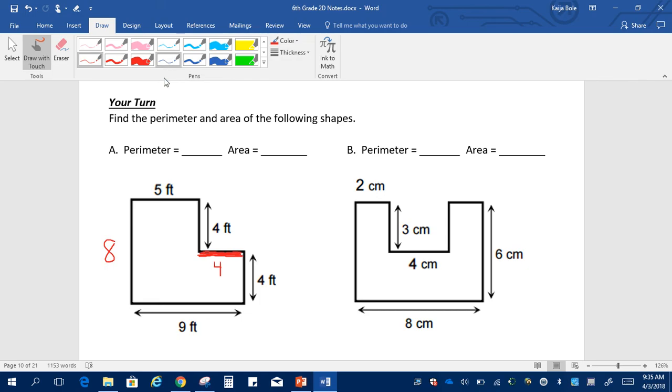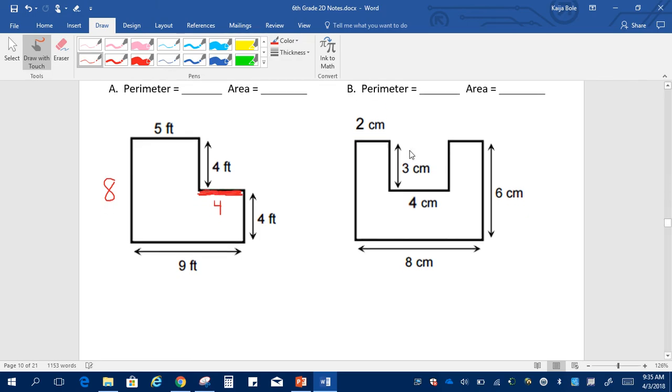Okay. Then for the perimeter, we can do that first. Let me scroll down a bit. So perimeter, we know we add up all the sides. So starting from the left, 8 plus 5, don't forget the inside, plus 4, plus the other 4, plus the 4 on the right, plus the 9. And that gets you 34 feet. So you can go ahead and put that up top for perimeter, 34 feet.